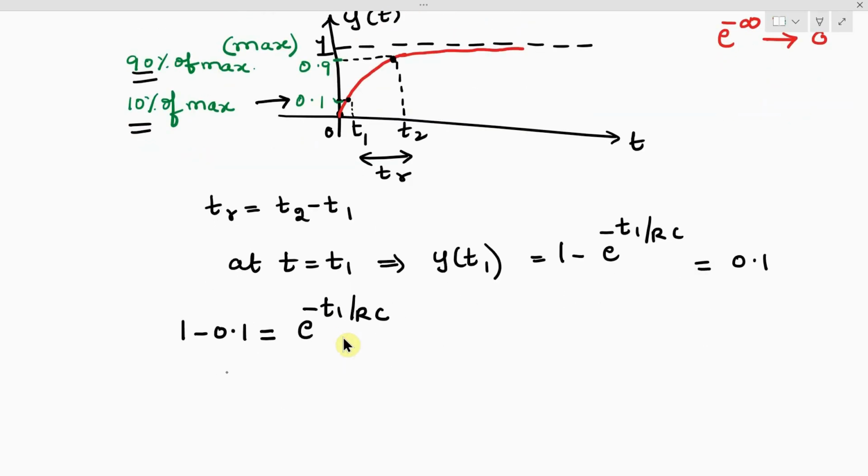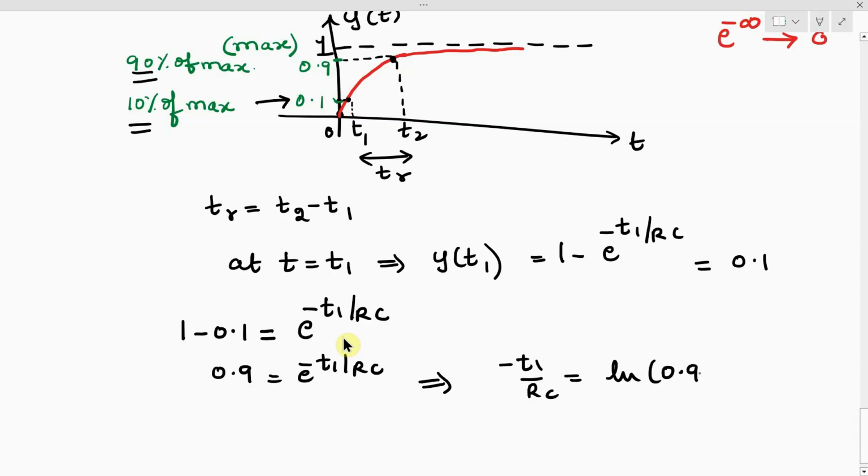Okay, so 1 minus 0.1 is 0.9. That is equal to e power of minus T1 by RC. From this, I want to calculate T1, so I'll be applying the natural logarithm on both sides. When I apply the natural logarithm, minus T1 by RC is equal to natural logarithm of 0.9.